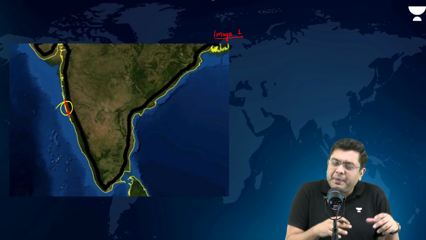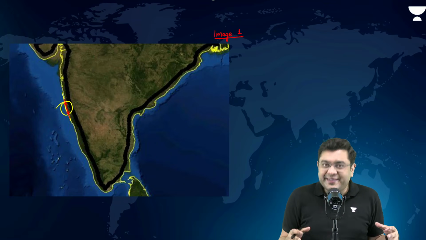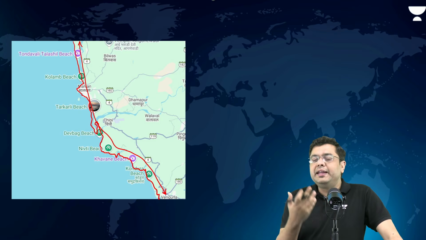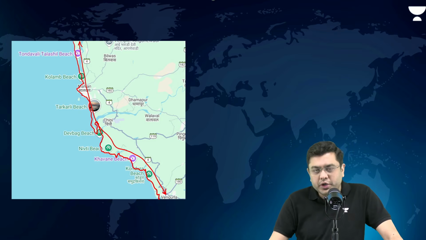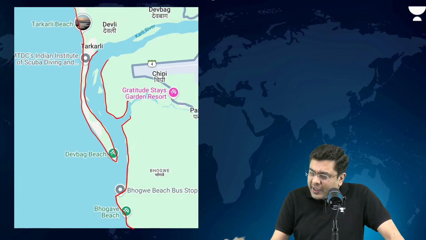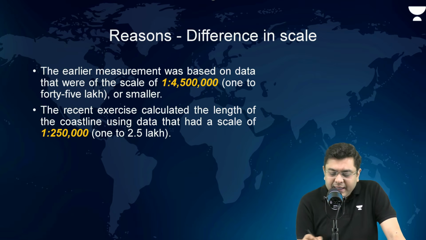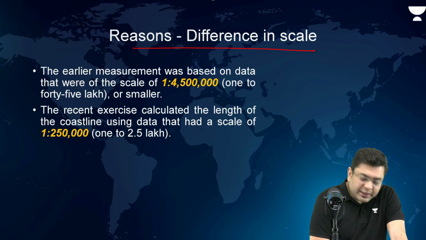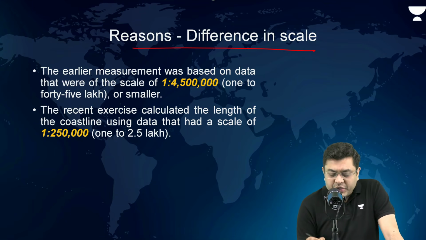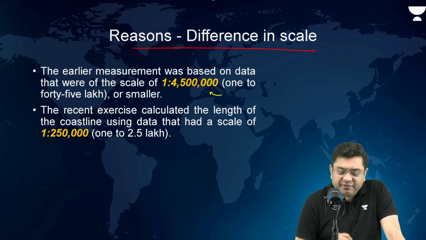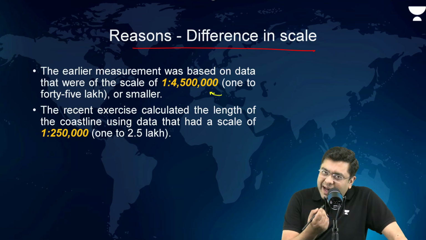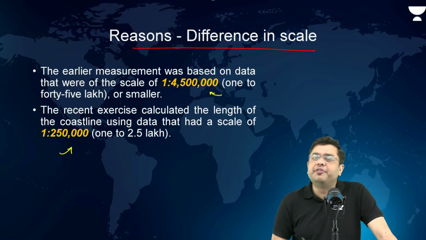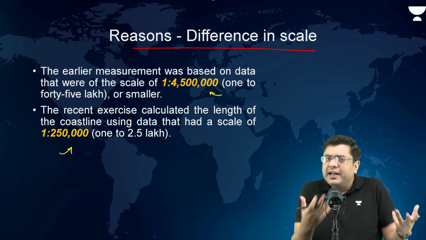So, that is the perspective of the highly magnified scale. Due to this highly magnified scale, we are experiencing an increase in the length that is measured across the coastal area. The encapsulation of this is basically the difference in scale. Earlier, when we would talk about coastal measurement, the scale of measurement would be 1 is to 45 lakh or smaller. But now, the scale is much more zoomed in, that is 1 is to 2.5 lakh. Right? So don't get confused in numbers.